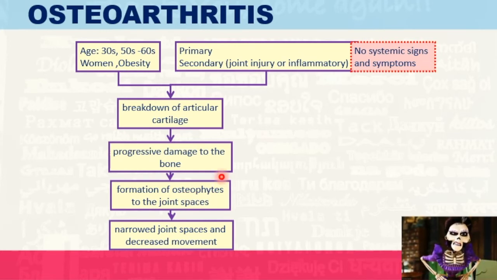Instead of you having synovium and cartilages there, it would be the osteophytes. And obviously the osteophytes will not be able to help you with movement. It makes it stiff. It would make the joint spaces narrow, and then there would be decreased movement. So what happens is that when there is a breakdown of your articular cartilage, there may be enzymatic degradation. When I say enzymatic degradation, it is the enzymes of our body that would destroy the synovial fluid and then the cartilage there.